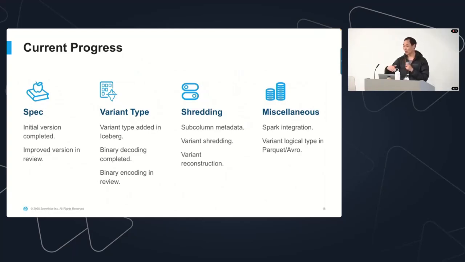Yeah, right now we are working on the metadata part and trying to do POCs, and we also need to add shredding and reconstruction. Because when you shred into multiple subcolumns, what about when I want to select event, which is the full variant, and reconstruct the variant data?